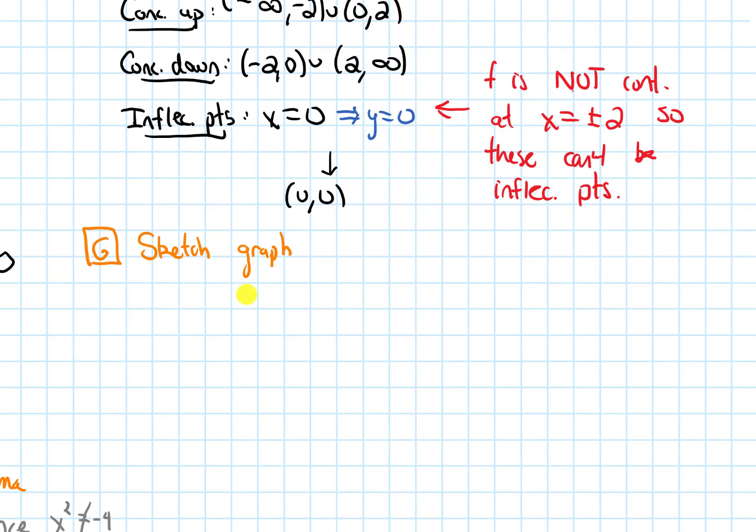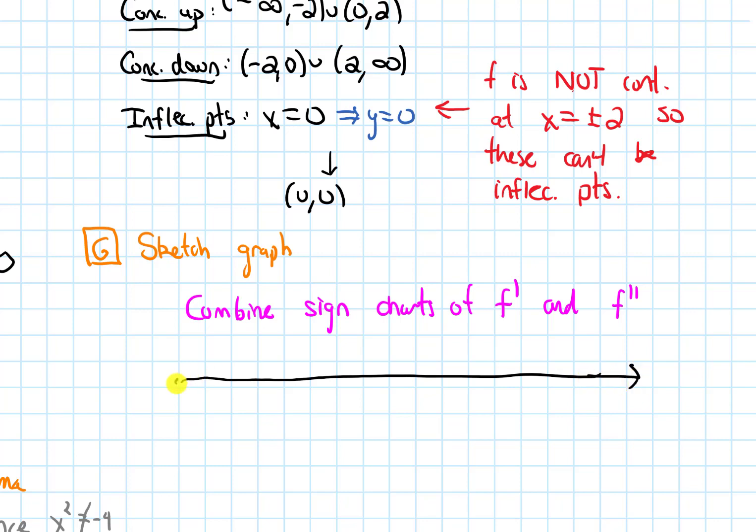To sketch the graph, the key to this is to begin by combining the sign charts of the derivative and the second derivative. And this we've seen before. So I'm going to make my number line. So any number at which I put a tick mark in either the f prime sign chart or the f double prime sign chart goes on this one also. So on the f prime sign chart, we had tick marks at negative 2 and positive 2. In the f double prime sign chart, we had tick marks at negative 2, so that we already got. Positive 2, we already got. And also a 0, so that one I need to put in.